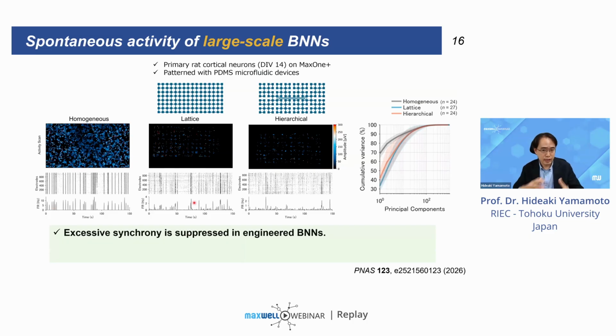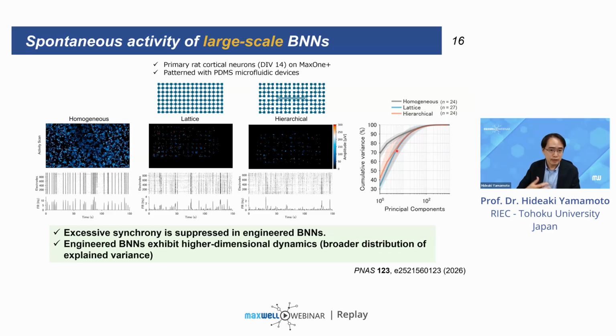And one way of quantifying the richness of the activity patterns is to do a PCA on the network dynamics and look at the distribution of the explained variance. And here you can see that in the homogeneous network, the first principal component, which more or less corresponds to the entire network activating together, already explains 70% of the variance, while the patterned networks require a larger number of components to explain their dynamics. In other words, these engineered networks exhibit higher dimensional dynamics.